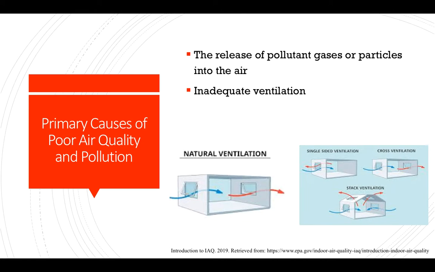In this picture that's now on the screen, you will see that natural ventilation normally includes just opening up windows. But as you can see, there are different types of ventilation, all of which are beneficial to improving air quality. And lastly, high temperatures and humidity levels can also increase concentrations of some pollutants. However, the relative importance of any single source depends on how much of a pollutant it emits and how hazardous those emissions are.